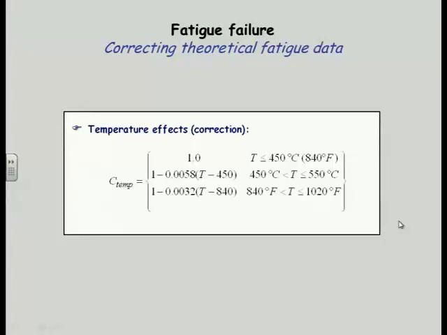Temperature, of course, would have a negative effect if I got real hot, but notice where the cutoff is. It's 1 up until 450C or 840F. This is again for steel. It would be different for other metals. So steel strength doesn't start to go downhill until it gets quite hot. So in most applications, you're looking probably at a 1 here, unless you're inside a furnace or something like that.